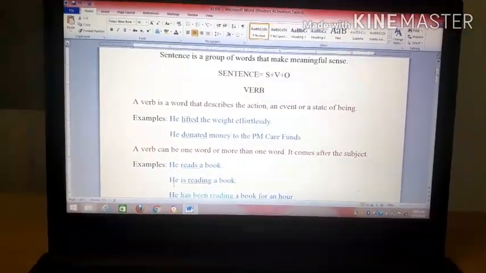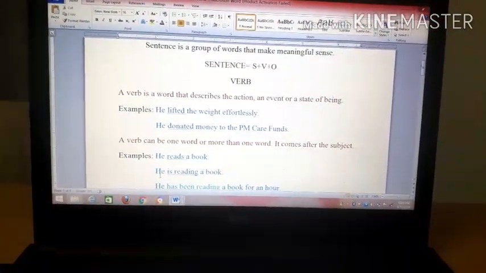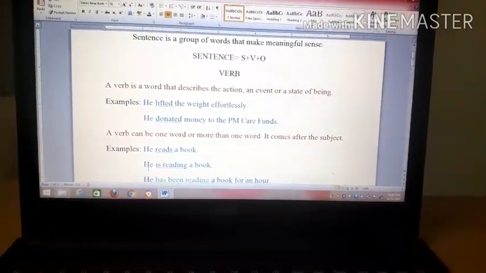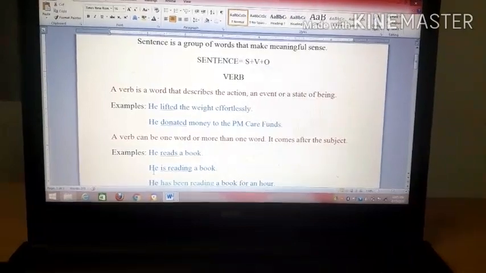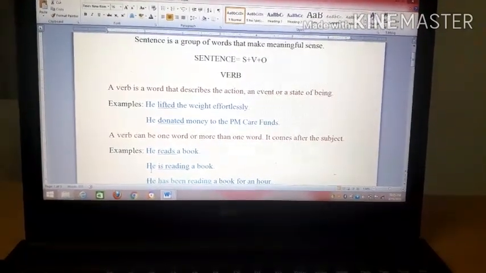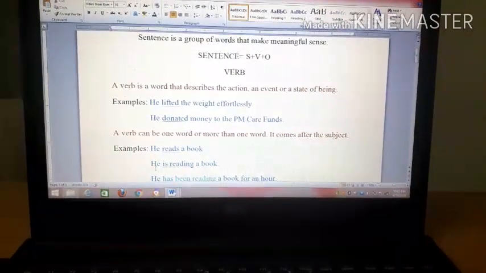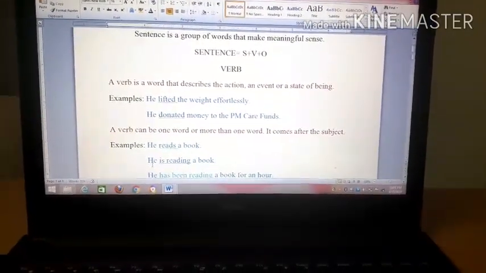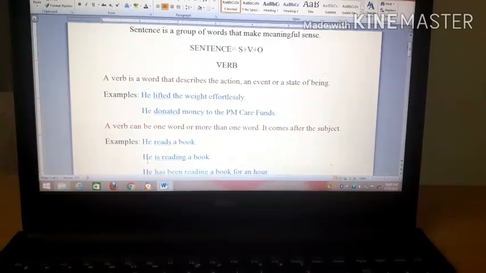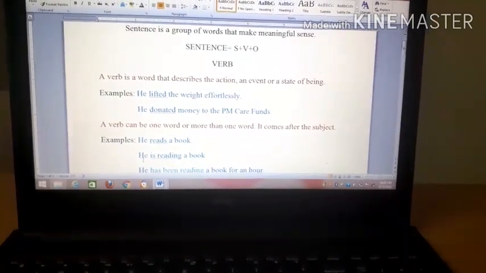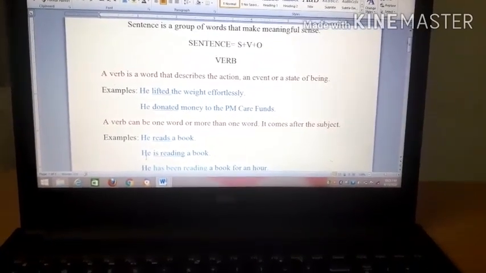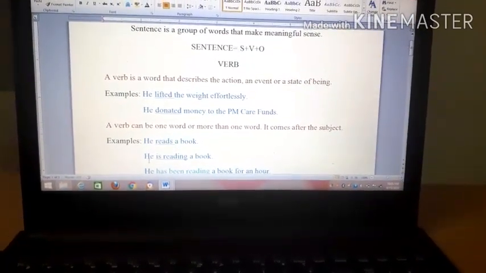A sentence equals subject plus verb plus object. So you can see how the verb plays an important role. Now I will tell you what a verb is. A verb is a word that describes an action, an event, or a state of being. In short, we can say that a verb is an action word.